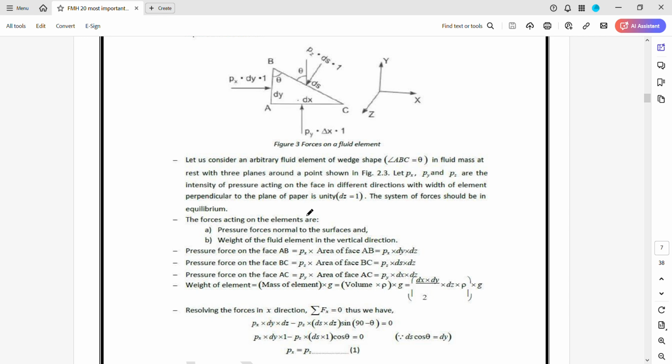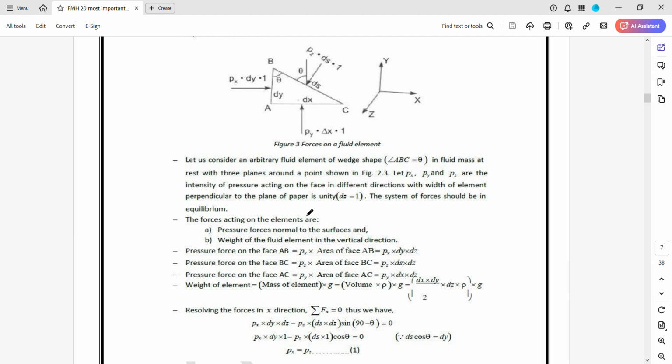Now, second is the weight of the element. We can find the weight from the mass of the element into g. Now, what is the mass of the element? Volume into density rho into g. Volume is dy into dx into dy by 2 into dz into rho into g.